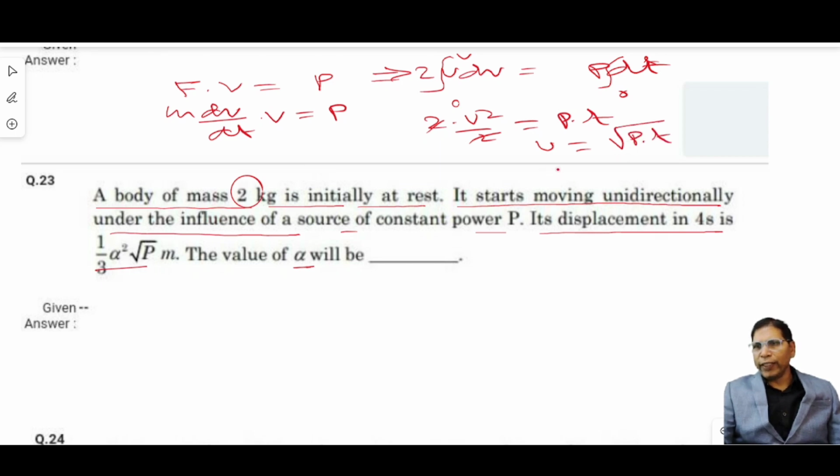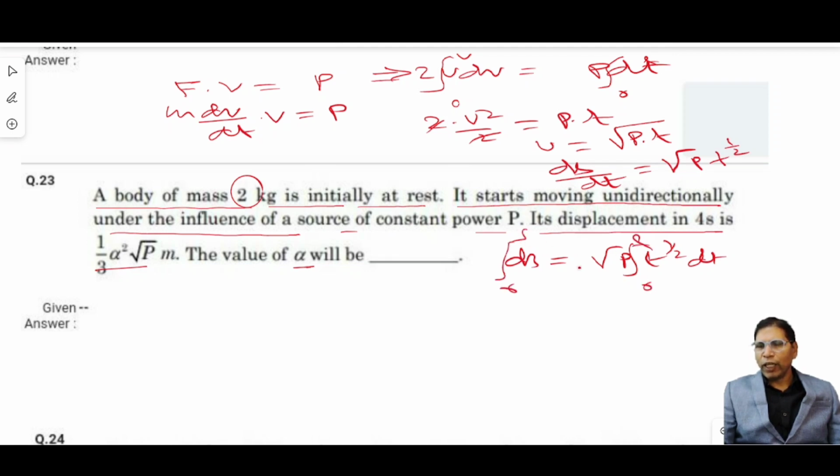Now ds by dt equals root over P into T to the power half. So ds is equal to root over P into integration of T to the power half dt, from 0 to S and 0 to T. Now S equals root over P into T to the power 3 by 2 by 3 by 2. So this is 2 by 3 root over P into T to the power 3 by 2.